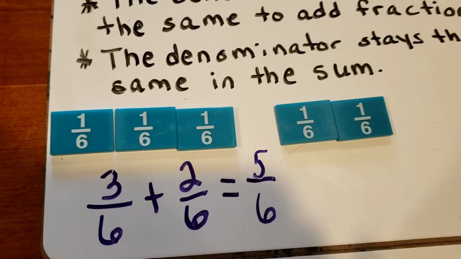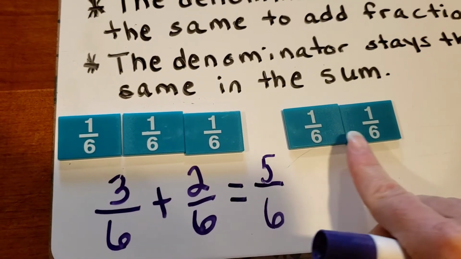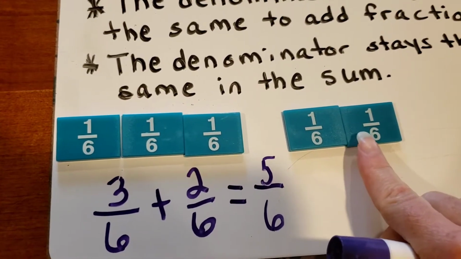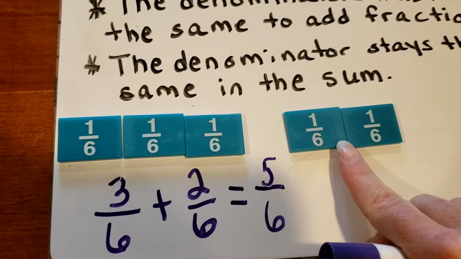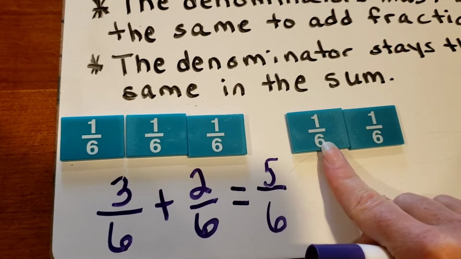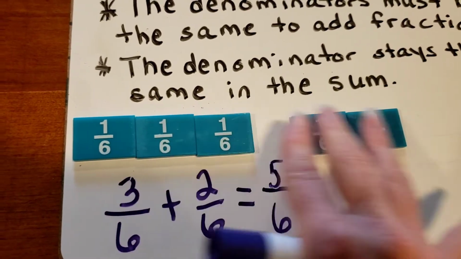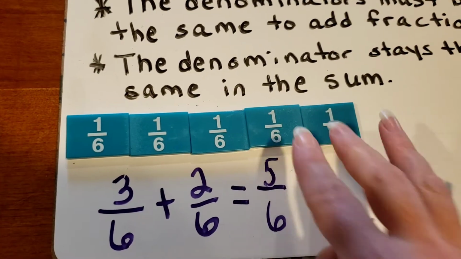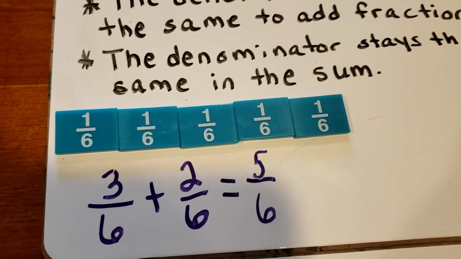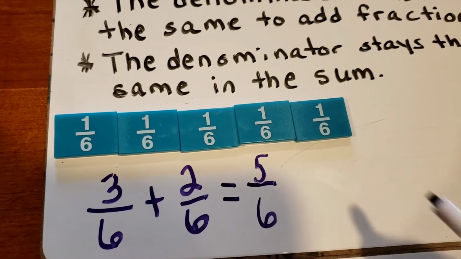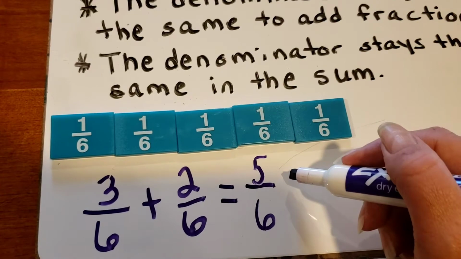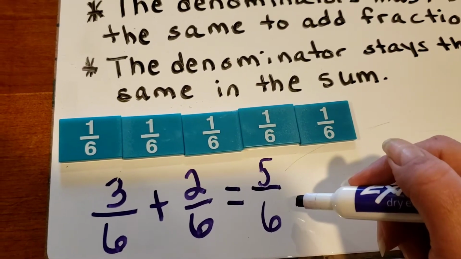Now the denominator does not change because when you look into this model, you see that this model was originally broken up into 6 parts. That's what the denominator tells us. We have 3 parts, and we're putting it together with the other 2 parts, which gave us 5 out of 6 parts. So our sum, our answer, is 5/6.